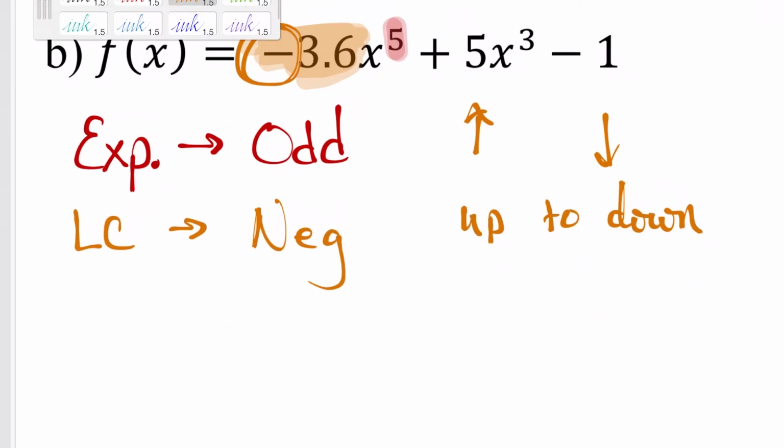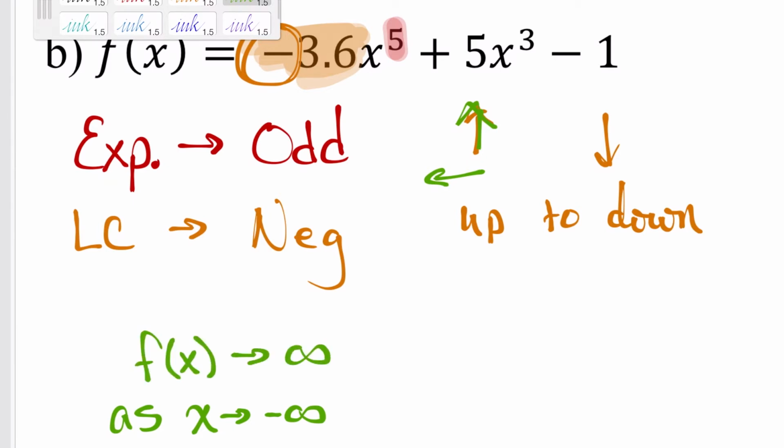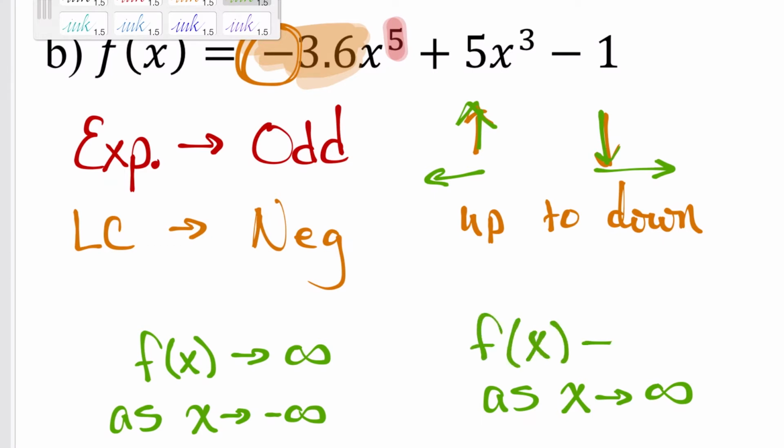So then if I'm starting up, so as I'm going over to the left, so as my x is approaching negative infinity, we're going up. So my y value is going to positive infinity. And then as I'm going over to the right, so where my x value is positive infinity, my arrow is going down. So it's going down towards negative infinity.